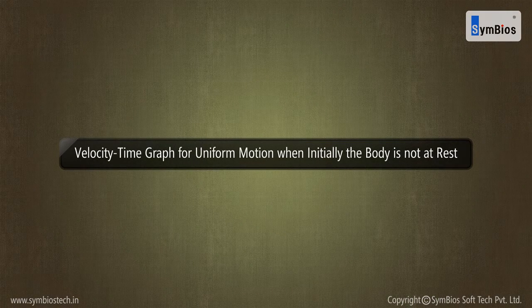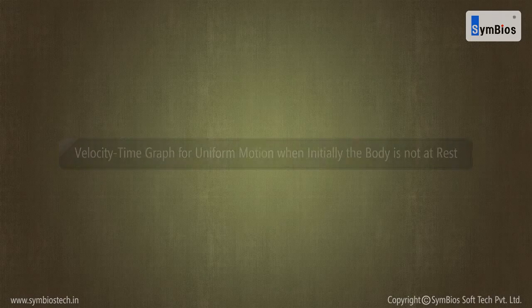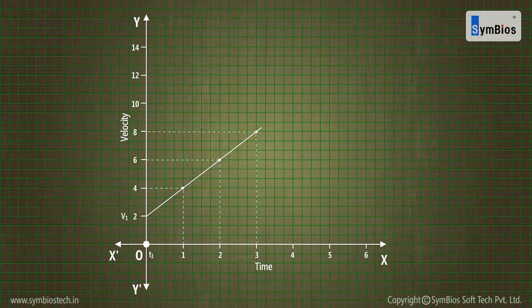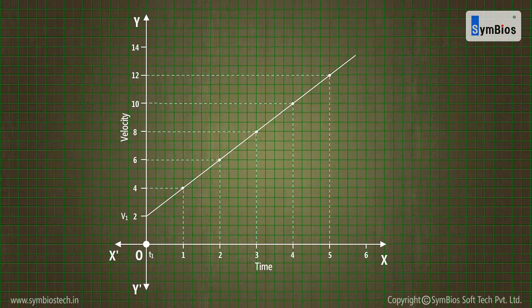Velocity time graph for uniform motion when initially the body is not at rest. Let us observe a graph where the initial velocity of the body is 2 meter per second and then it increases at a constant rate. The graph for such type of motion is a straight line which is not starting from rest, as shown in the figure.